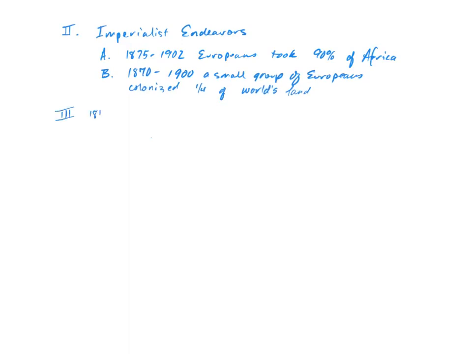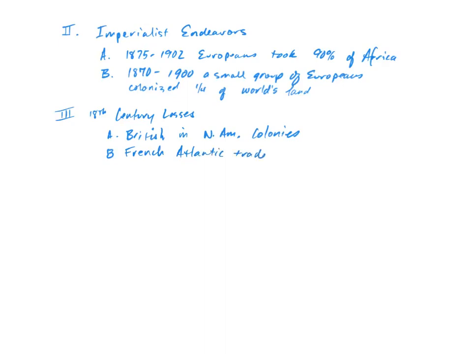Part 3, 18th century losses. A, the British in the North American colonies. B, the French Atlantic trade. And C, Spanish and Portuguese in South America.